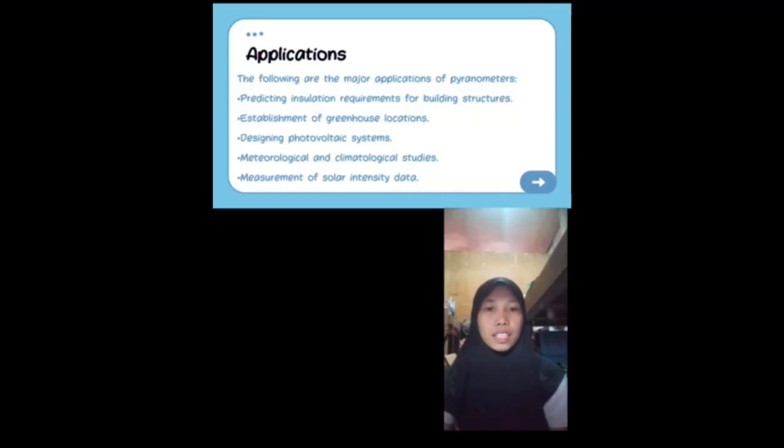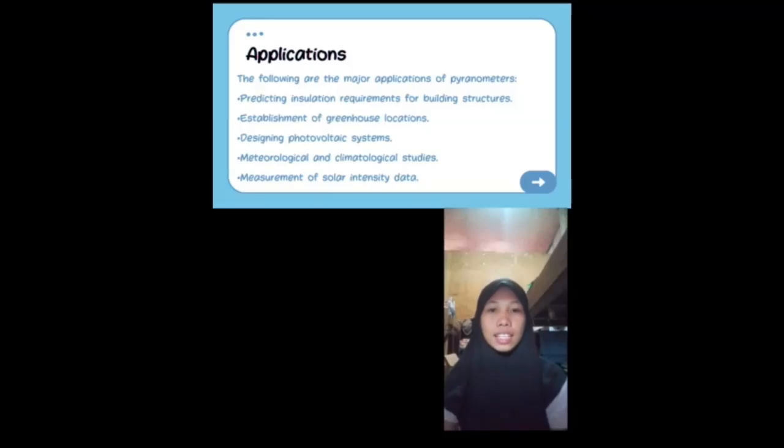First is predicting insulation requirements for building structures. So sinusukat nito ang dami ng energy na kailangan to maintain proper temperature in buildings. Then, the second one is establishment of greenhouse locations. So, ang pyranometers data is nag-help siya to identify optimal locations for greenhouses to maximize sunlight exposure.